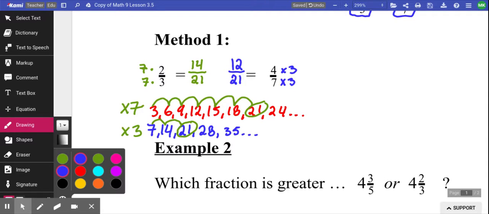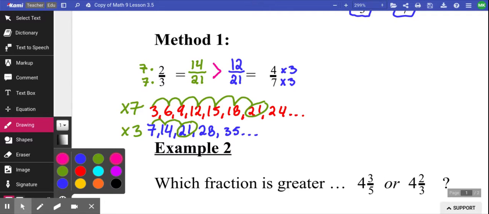The reason this is useful is now I have 2 fractions with the same denominator. It's easy to compare which one's bigger. For instance, if I had 1/2 and 5 halves, I know 5 halves would be bigger. In this case, I have 14 21ths and 12 21ths. Which one would be bigger?